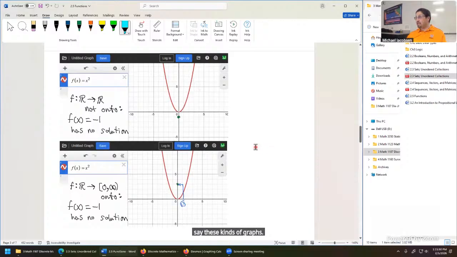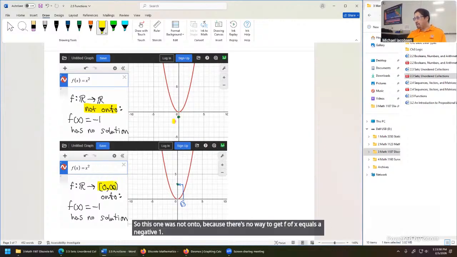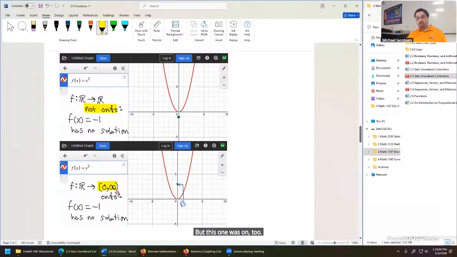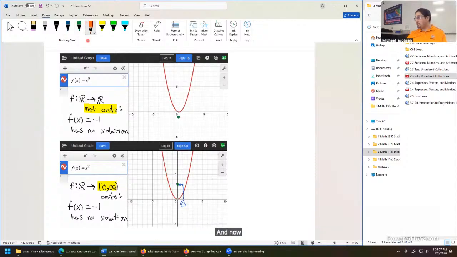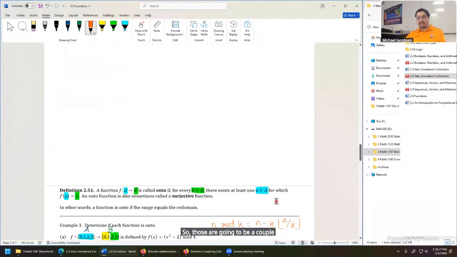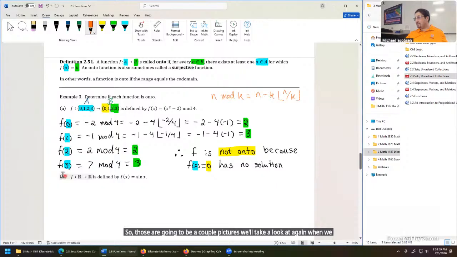think about onto. So this one was not onto because there's no way to get f of x equals -1. But this one was onto because we changed the codomain to be non-negative integers. And now on this one, range was equal to codomain. So those are going to be a couple pictures we'll take a look at again when we look into one-to-one.